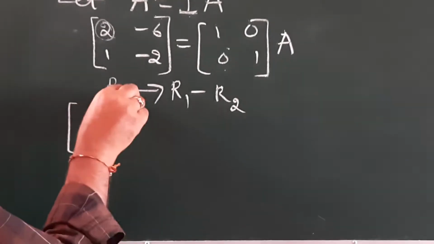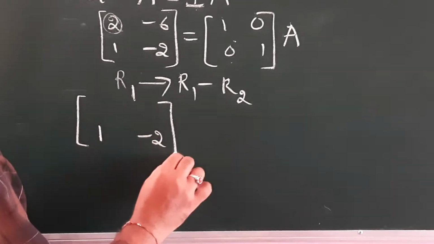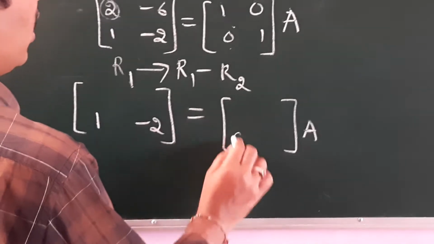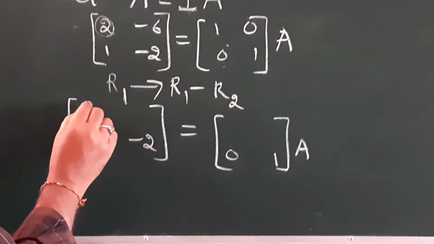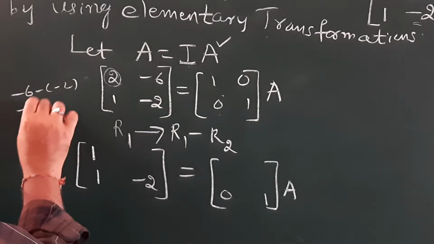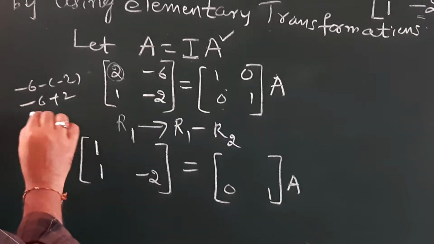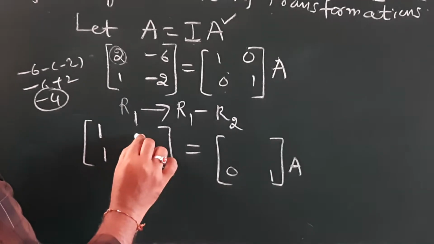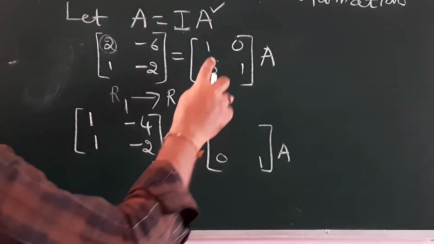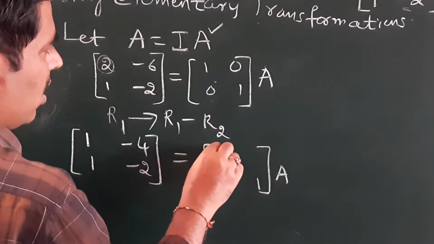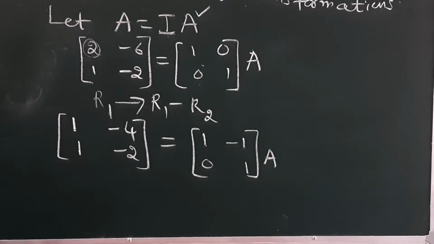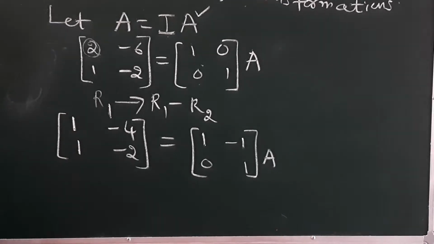The second row I will write as it is on both sides, that is 0, 1. For R1 minus R2: 2 minus 1 is 1, and minus 6 minus of minus 2 is minus 6 plus 2, that will be minus 4. On the right hand side, R1 minus R2: 1 minus 0 is 1, and 0 minus 1 is minus 1. So here it has been reduced to 1.